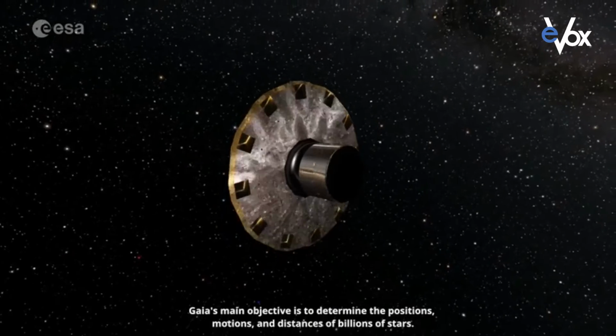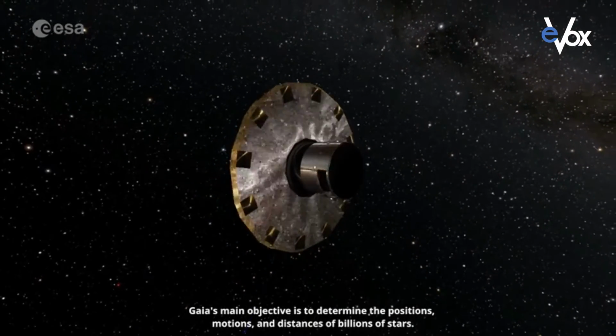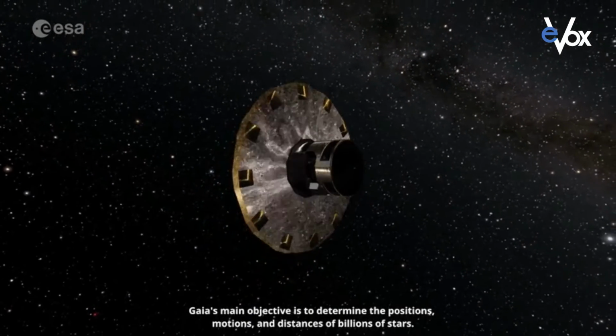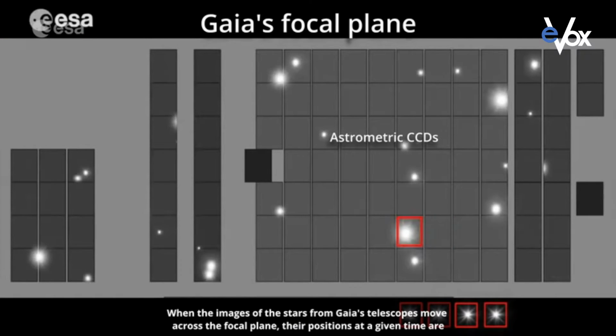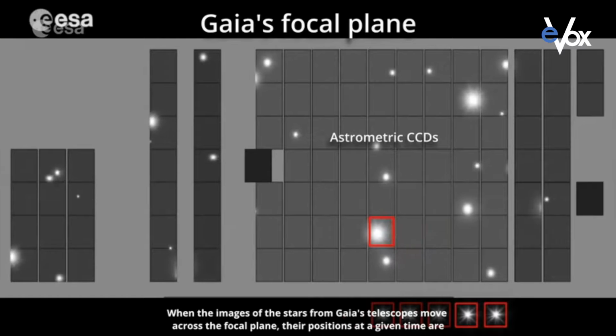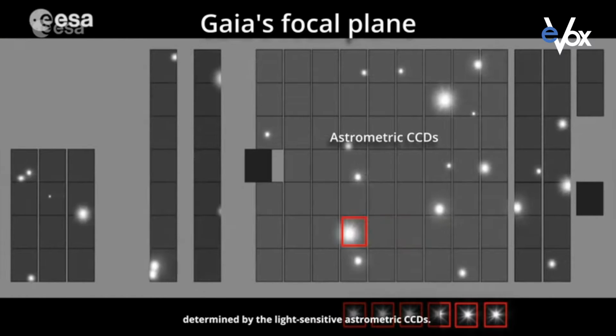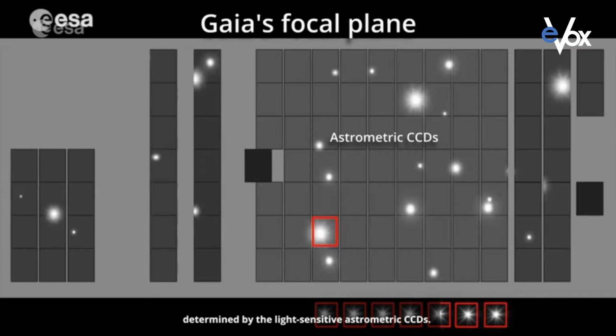Gaia's main objective is to determine the positions, motions, and distances of billions of stars. When the images of the stars from Gaia's telescopes move across the focal plane, their positions at a given time are determined by the light-sensitive astrometric CCDs.